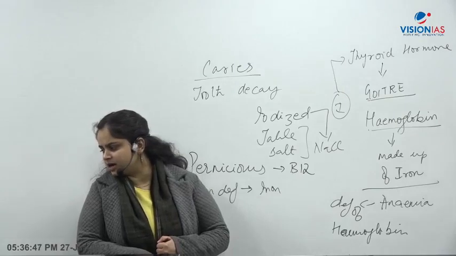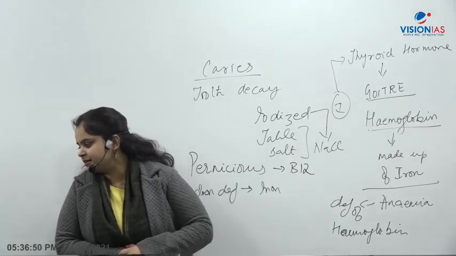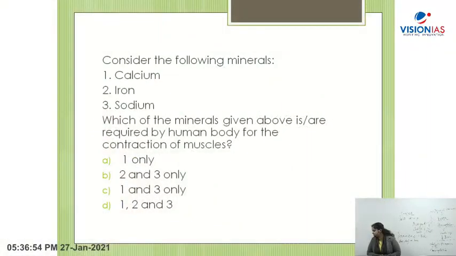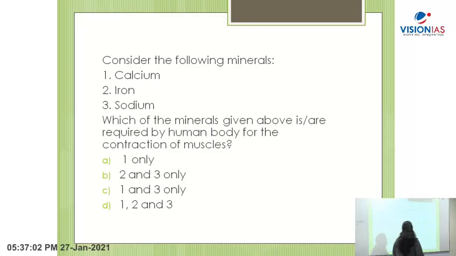Okay, the answer, I have two types of answers here. So I have Vartika, Krishna, Shivam saying it should be C. And I have Shriya, Vidhi and Yogesh saying it should be A. All right. Calcium, iron and sodium. Which of the following minerals given above are required by the human body for the contraction of muscles?